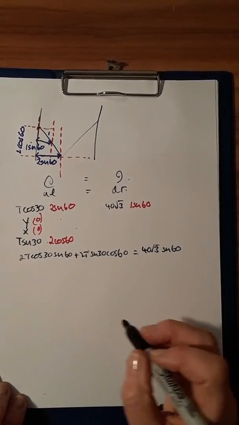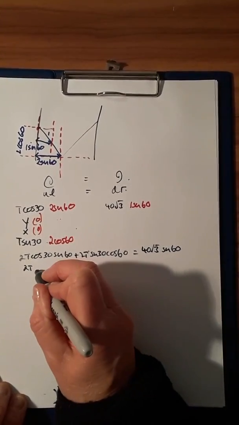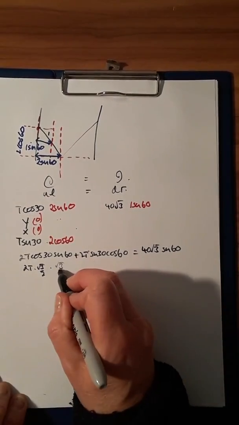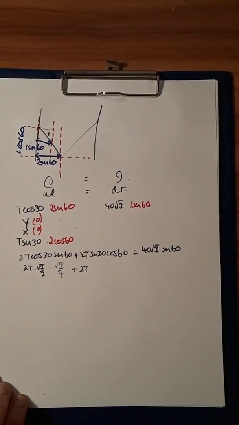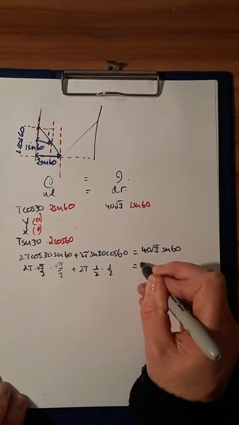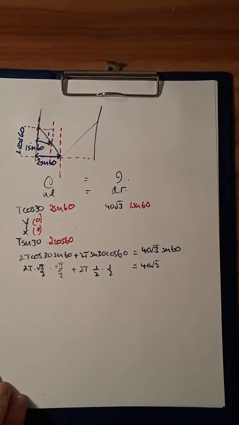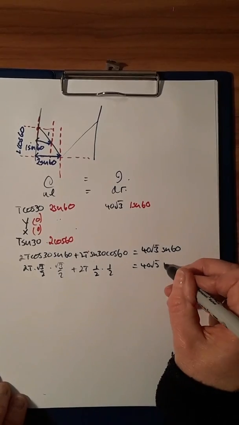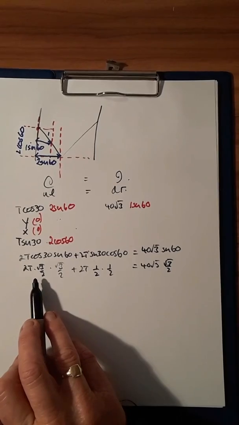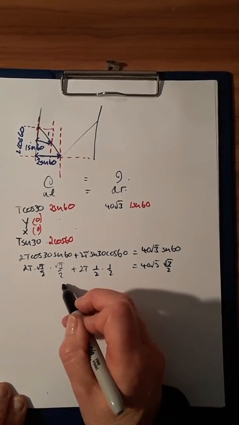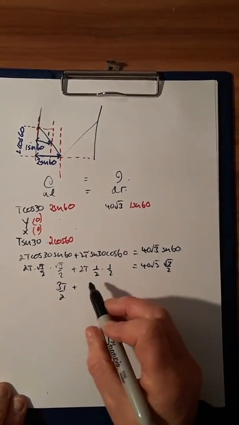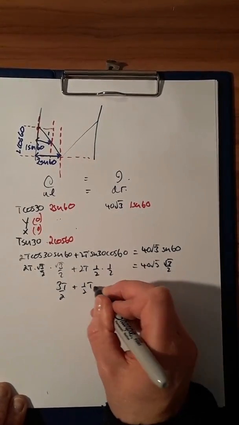And when I put in all those values, this becomes 2T, cos 30 is root 3 over 2. The sine of 60 is root 3 over 2. Plus 2T, the sine of 30 is a half, and the cos of 60 is a half. And that's equal to 40 root 3 by the sine of 60, which of course is root 3 over 2. Now when I work all this out, the root 3 and the root 3 will become 3, so this will become 3T. One of those 2's will cancel with that, so this will be 3T over 2. That will cancel with that, and that will just be a half T.